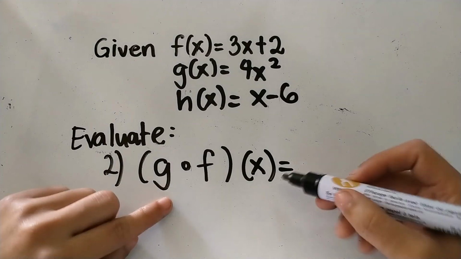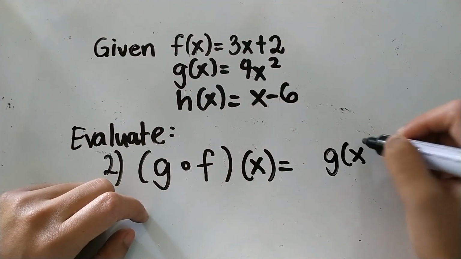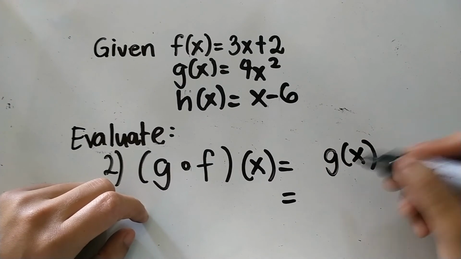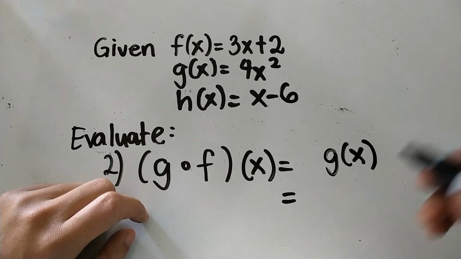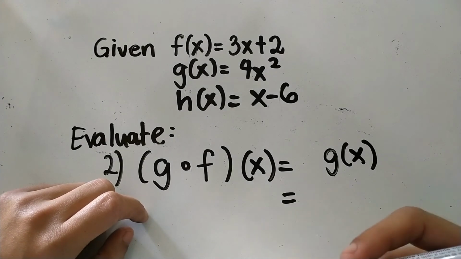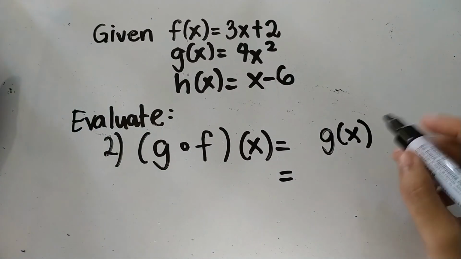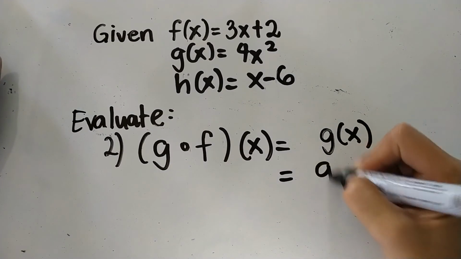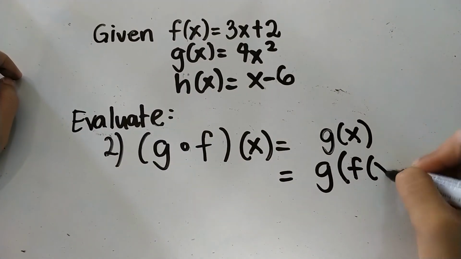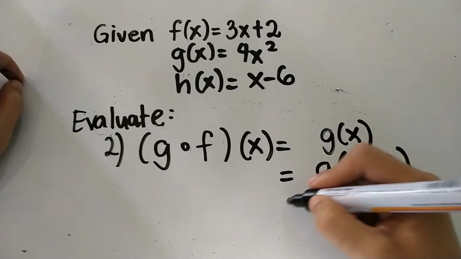Simply, ano yung nasa outer part? It's g of x. Pero, ano yung gagamitin natin pampalit kay x? Pamalit sa mga x ni g of x. Ayun. So, hindi ito yung relationship ng mga x. Hindi. Ginagamit lang natin yung variable. So, this is g. Papalitan natin siya ng nasa loob. F of x. Yan. G of f of x.